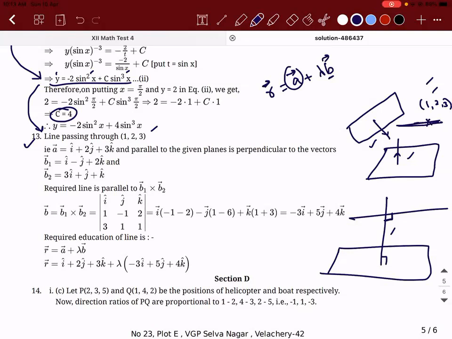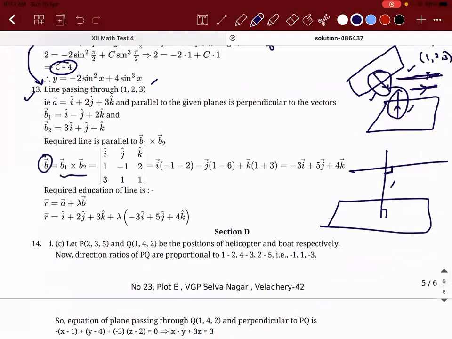First, from two normals, I will get a vector which is for both the planes, and that will be perpendicular to the required line. So the first step you need to do is the cross product of B1 vector and B2 vector, because the cross product of two vectors is always a resultant which is perpendicular to both the vectors for which you're doing the cross product.